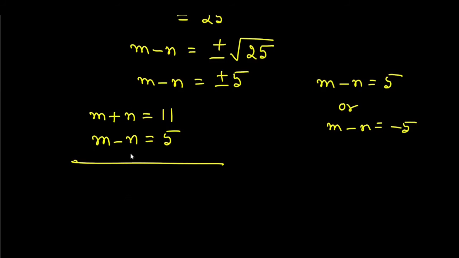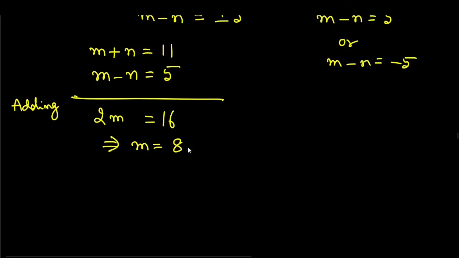Here, let us eliminate n. If we add these two equations, n will be eliminated. Plus n is here, minus n is here. So when we add these two equations, n will be eliminated. Let us add these two equations. m plus m is equal to 2m, plus n minus n is 0. Here 11 plus 5 is 16. 2m is equal to 16. This implies m is equal to 8.